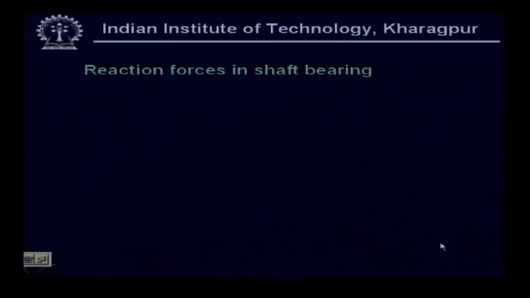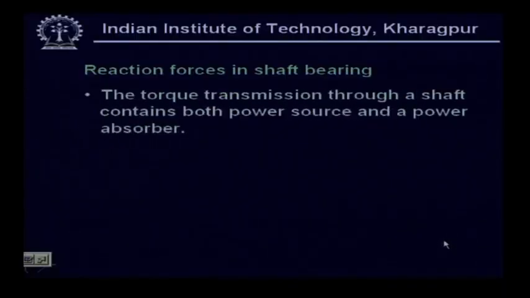Now, reaction force in shaft bearing, you see the torque transmission through a shaft contains both a power source and a power absorber. There must be a power source, it must be some motor through which the power is coming, and it is transmitted to some other, suppose some lathe machine or some other device. So, that is a power absorber.